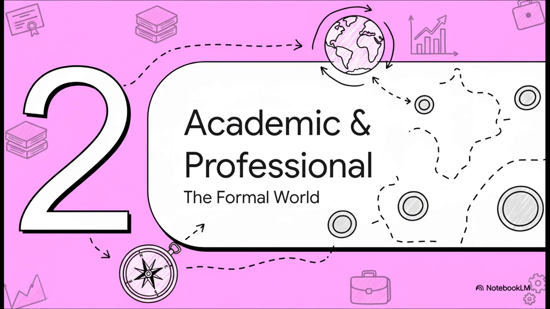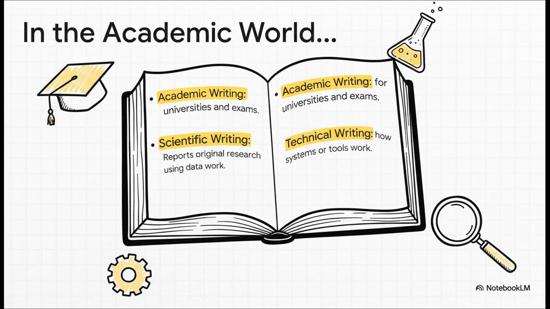This is the land of structure, of rules, of goal-oriented writing, the kind you find in school and at work. In the academic world, it's all about being rigorous and providing proof. A history essay, a lab report, a user manual for a new app, they all seem different, but they share a common DNA. They lean heavily on those expository and argumentative styles we just talked about.